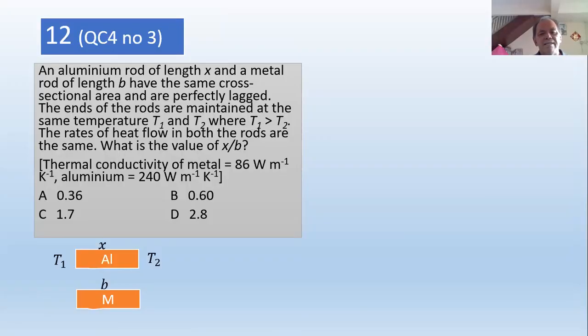Aluminum rod of length X and metal rod of length B have the same cross-sectional area and are perfectly lagged. The ends of the rod are maintained at the same temperatures T1 and T2, where T1 is greater than T2. Rate of heat flow in both the rods is the same. What is the value of X over B?